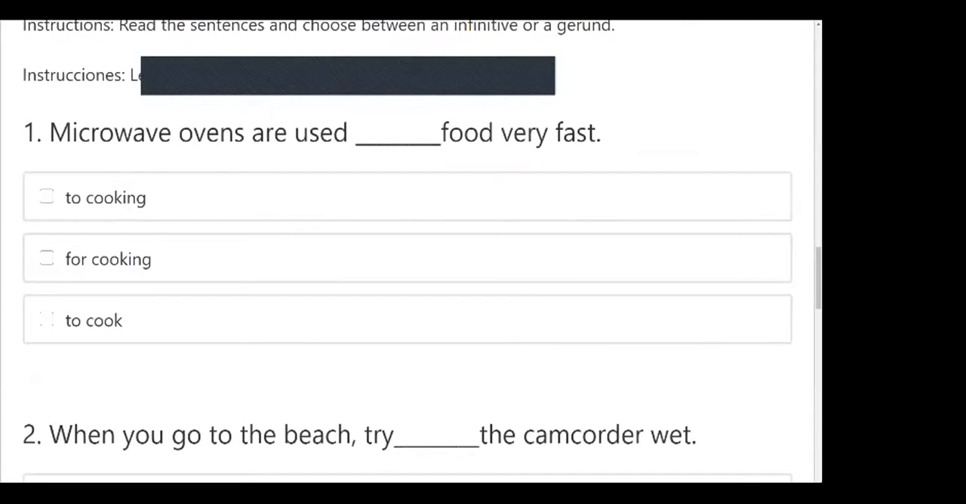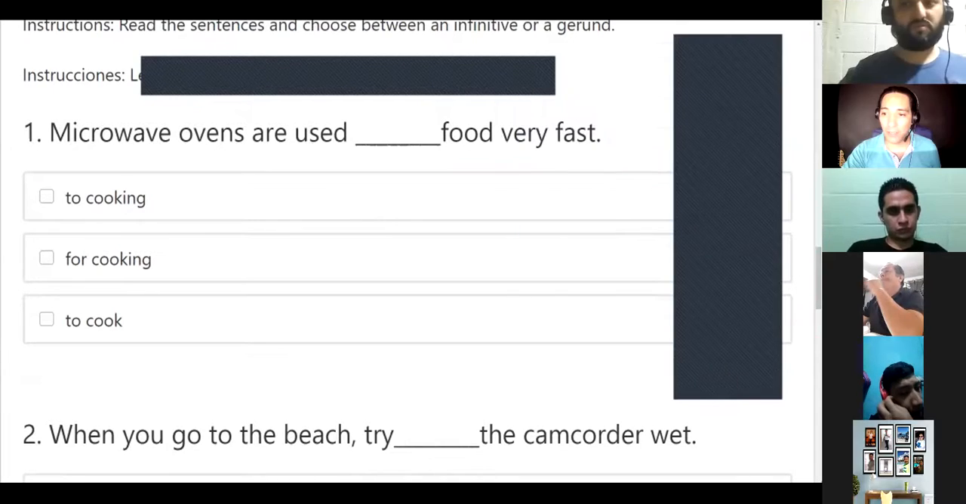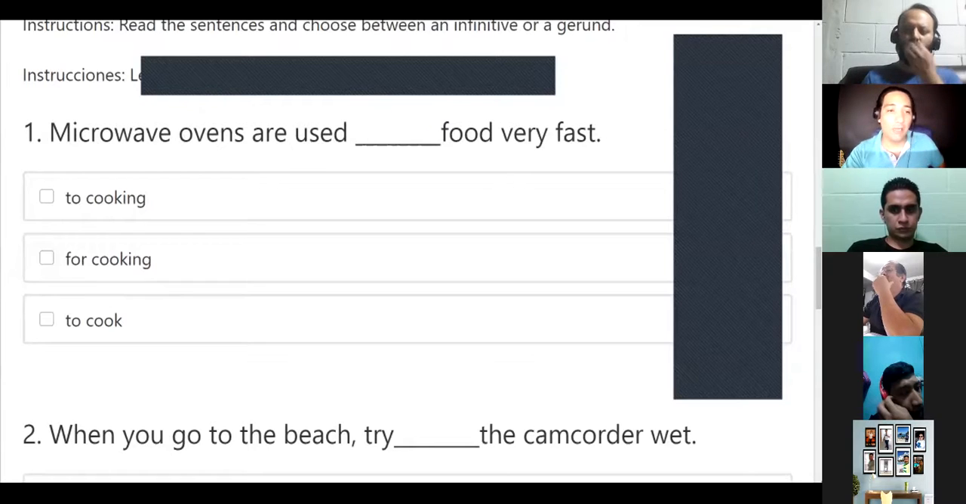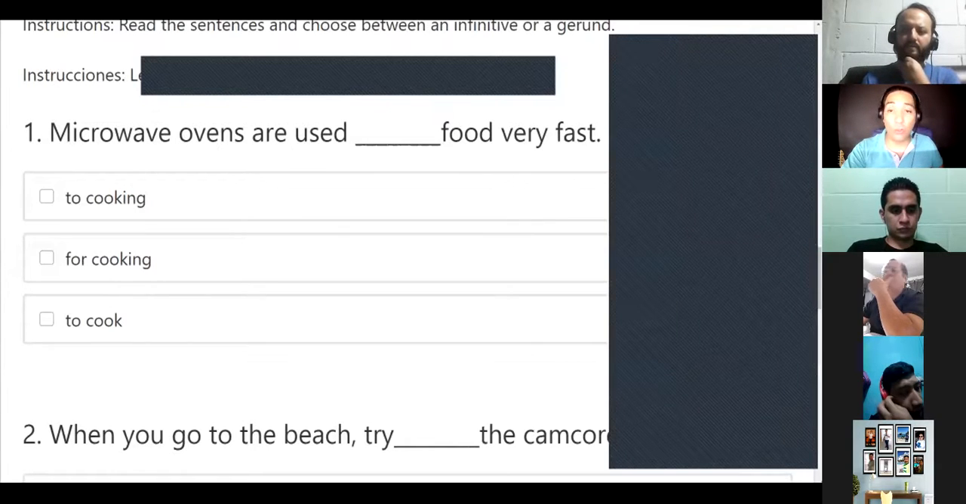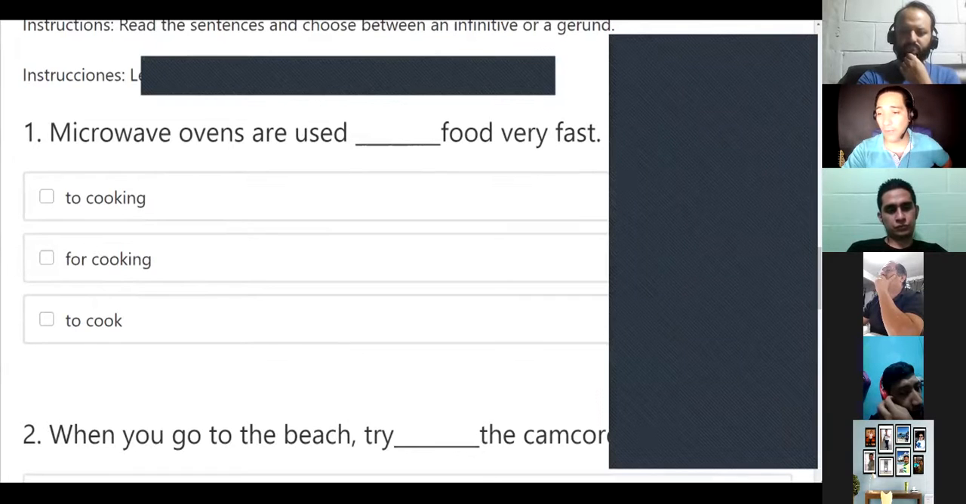Okay. Microwave ovens are used to cooking. For cooking, to cook very fast. Okay, let me open the little things here. And again, I want to see your little fingers there. If what I'm saying is right or wrong, I can see you all, so use your fingers. Microwave ovens are used to cooking food very fast? No, okay. For cooking food very fast. Yes, no?